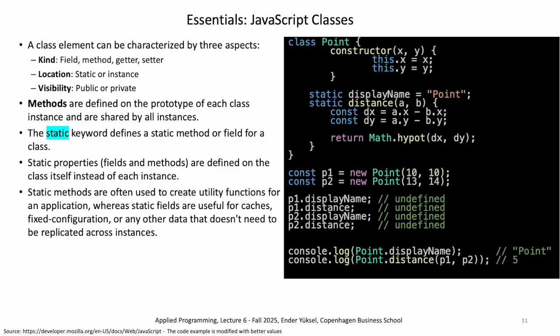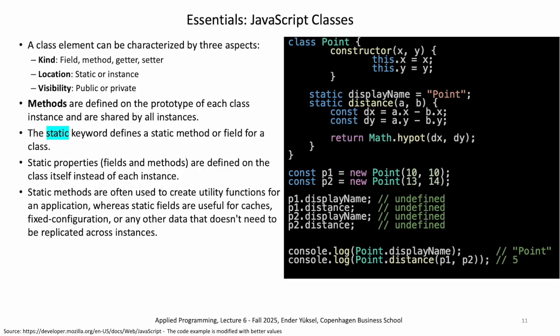Let's look at the code a little bit deeper. In this example, we define a JavaScript class named Point and demonstrate the difference between instance members and static members. Constructor is a special method called when a new object or instance of the class is created. It initializes the instance's properties, setting this.x and this.y to the values passed in. These are instance properties.